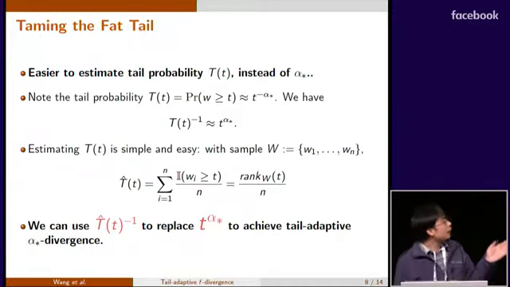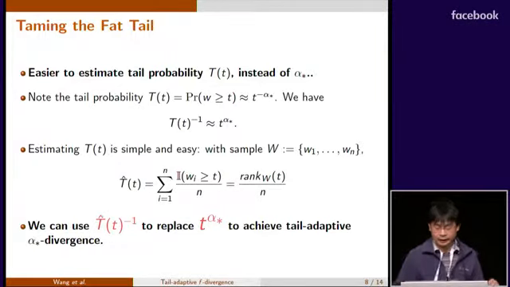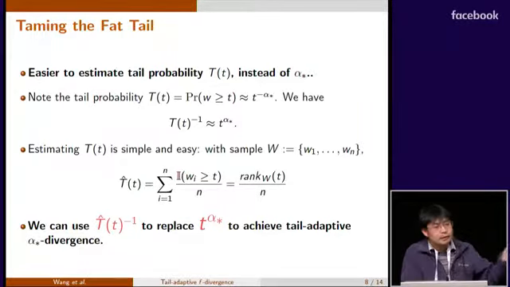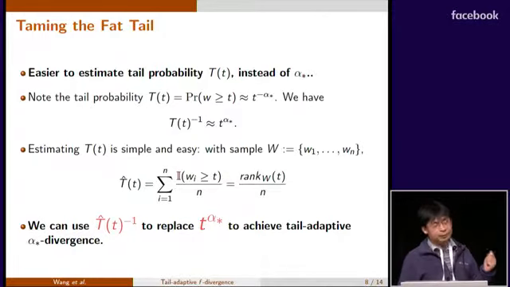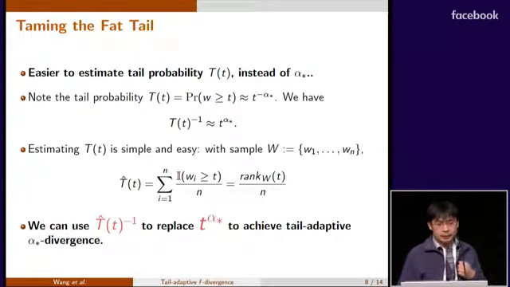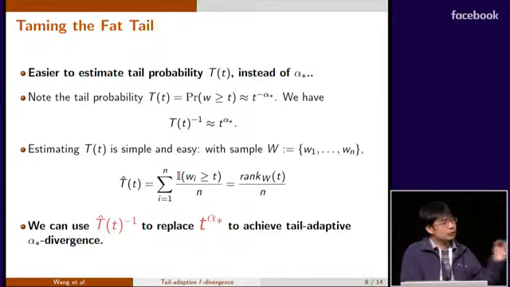Recall that the tail probability equals t to the power minus alpha. That's the power law decay. Now if you take the inverse, the inverse of the tail probability is exactly equal to t to the power alpha star. So this is exactly the power function for the maximum possible alpha divergence, right? And what's nice is that the tail distribution is fairly easy to approximate. It can be easily approximated as an average of indicator functions, which is essentially, given a set of samples, you can just find the rank of t in the sample, and that's your tail probability.